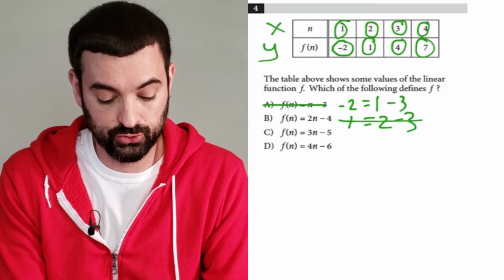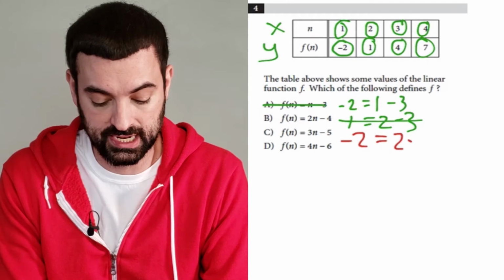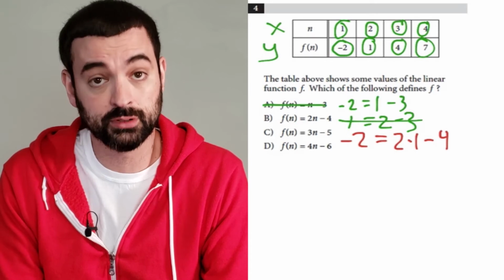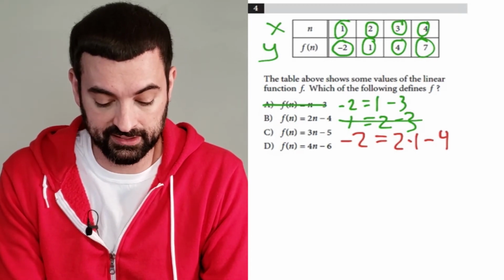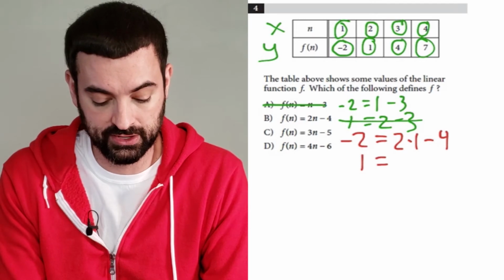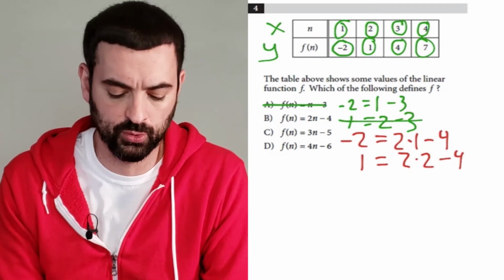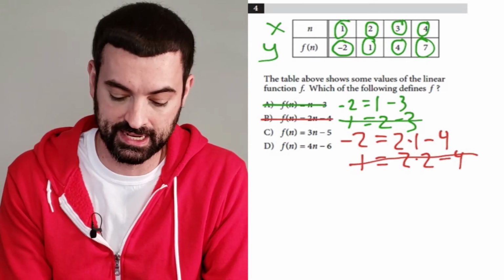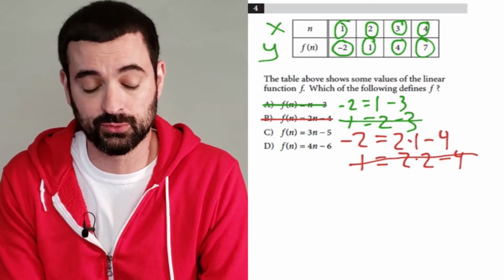Let's see, is it true that negative 2 equals 2 times 1 minus 4? Negative 2 equals 2 minus 4? Yeah, that works. Let's try another one of these. Is it true that 1 equals 2 times 2 minus 4? Well, 2 times 2 is 4. 4 minus 4 is 0. That's not true. B can't be the answer. Let's try another one. C, f of n equals 3n minus 5.